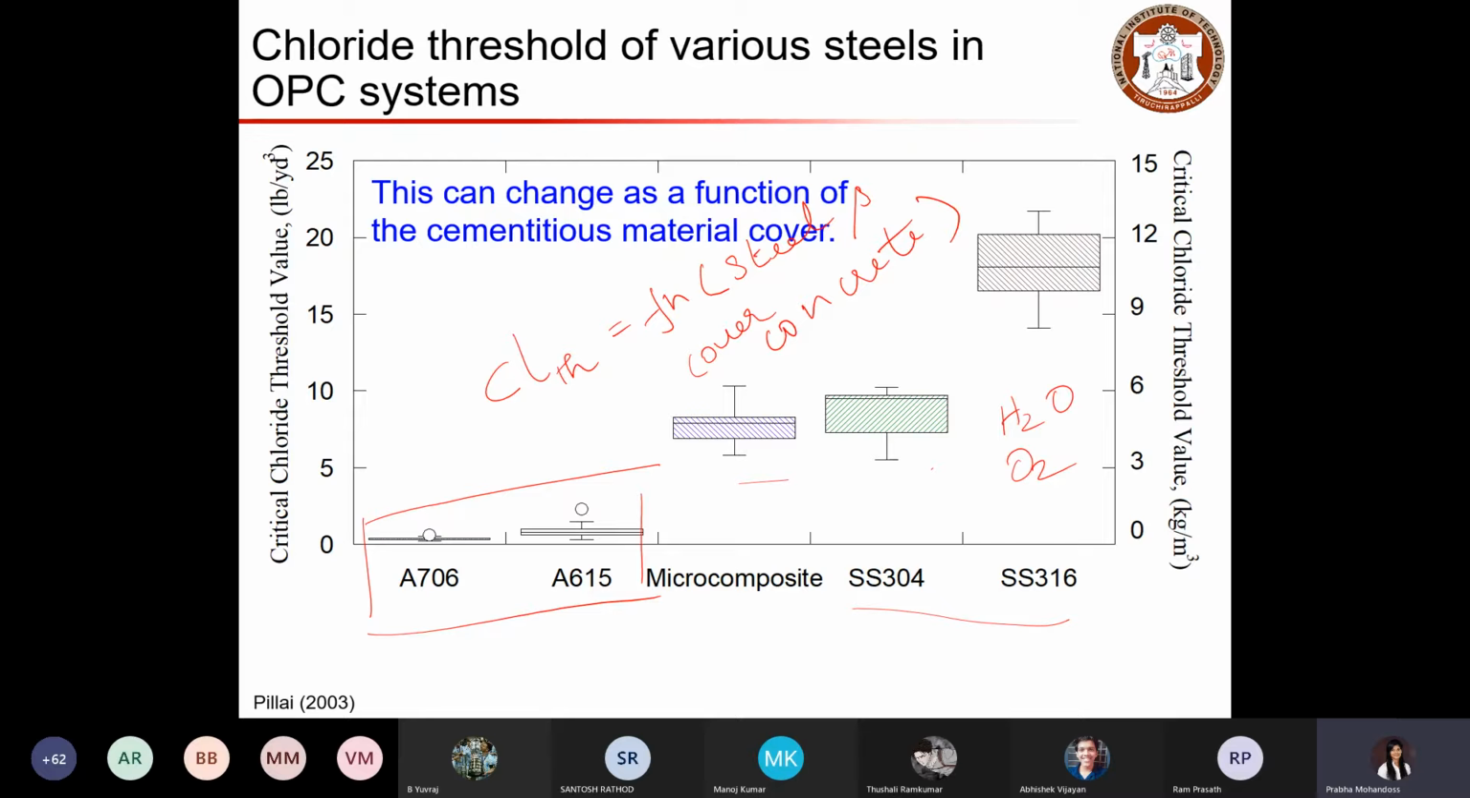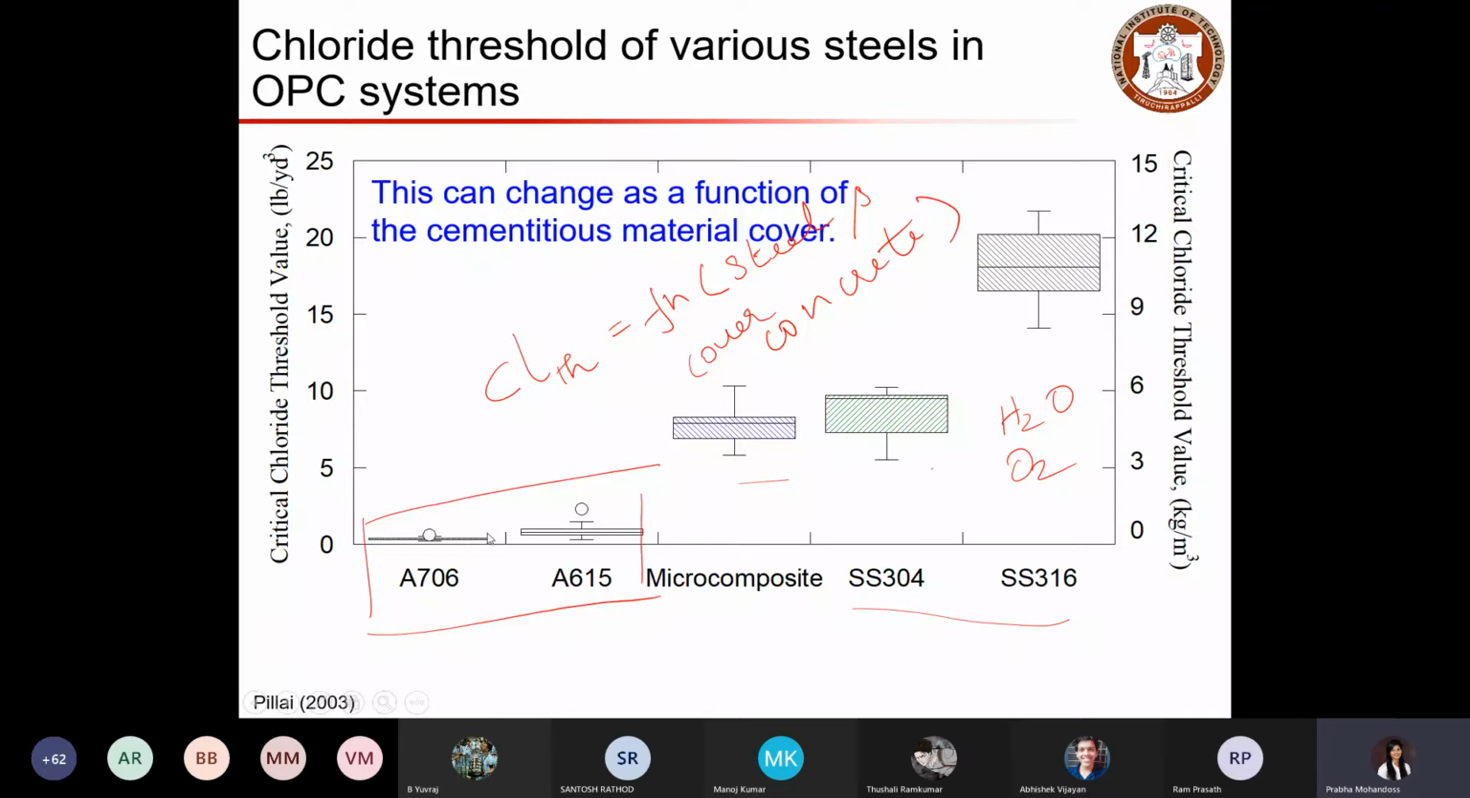So for conventional rebar, even if a small amount of chloride is there in the concrete, that can initiate the corrosion. Whereas for stainless steel rebar, the chloride amount has to be significant compared to the conventional rebar to initiate the corrosion. So you can see the values. It is almost 5 to 10 times for stainless steel rebars compared to your conventional steel rebars.